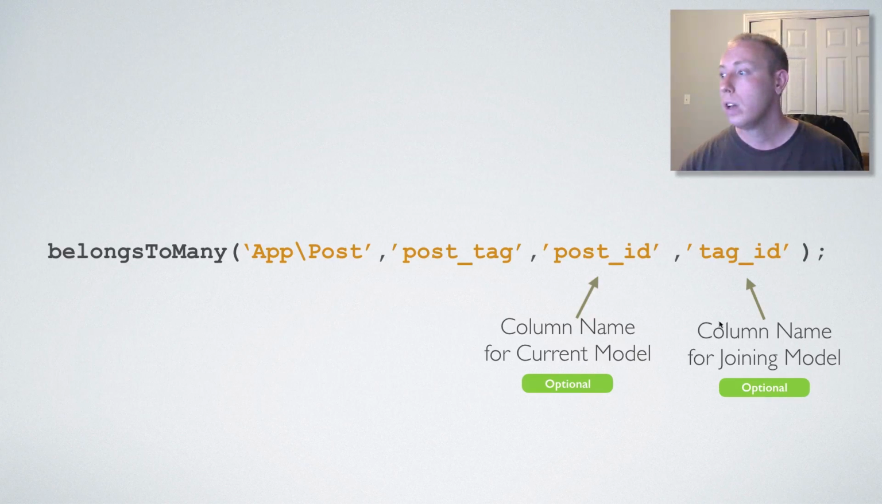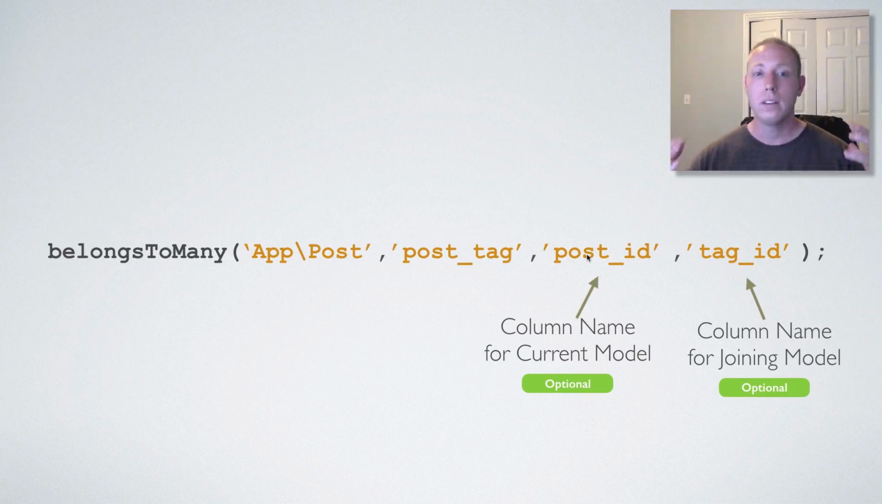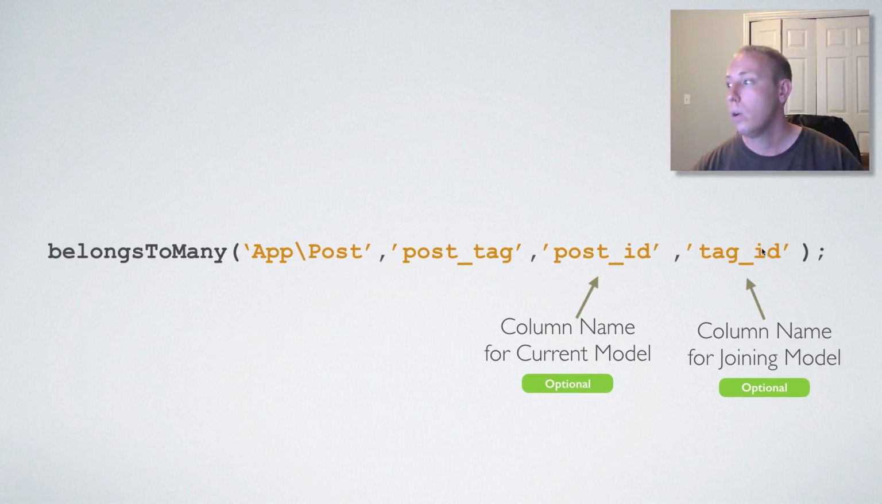Okay, so you would want to do tag_id here, post_id here, and that just tells it, the first one tells it, hey, what's the column for the foreign key for the model that I'm currently in, and then the second one is which one is the one you want me to link to, okay? So this one over here should correspond with the model over here, okay? So hopefully that makes sense.